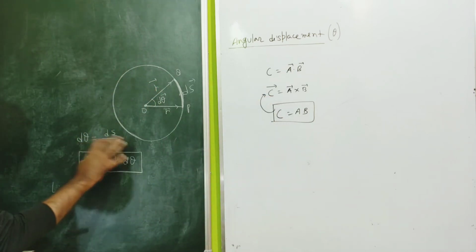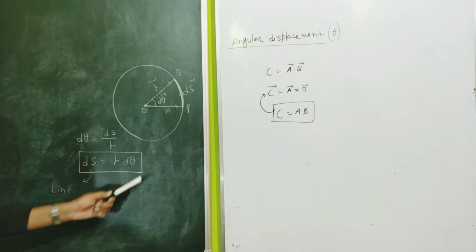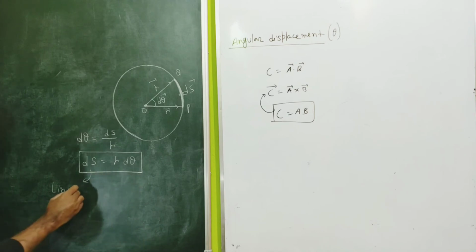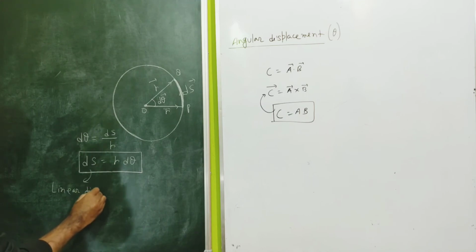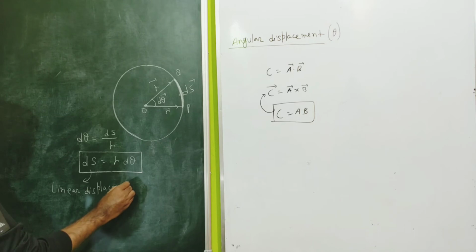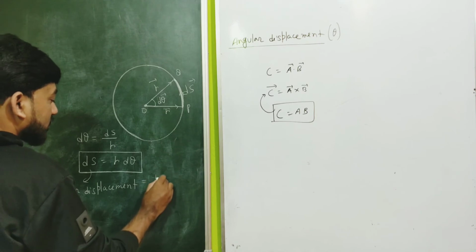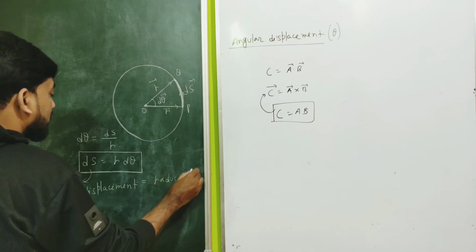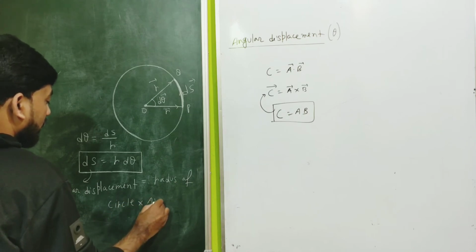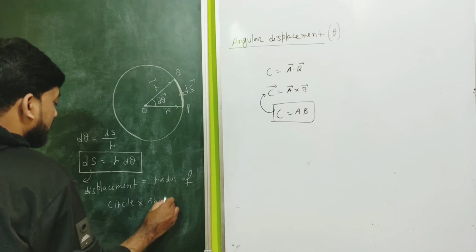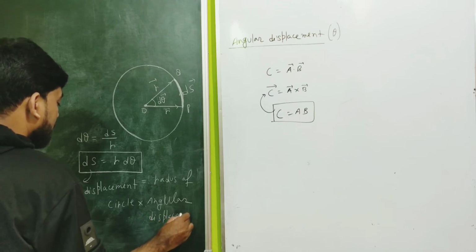So you can see easily from here what the vector relation between them will be. This is just a magnitude: the linear displacement, at least when the particle is rotating along a circle, will be equal to the radius of the circle into the angle, or angular displacement.